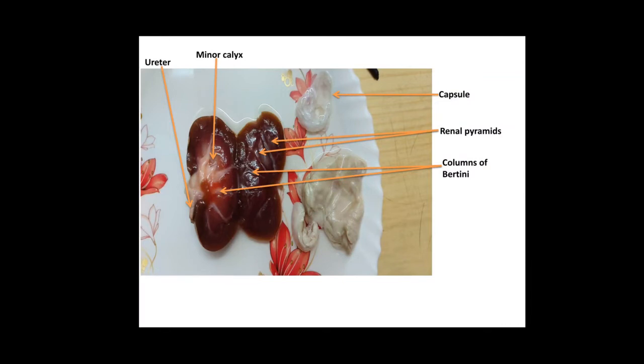Then after that I have done the other labelings as the renal pyramids, which have a broad base and a narrow tip, or you can say the apex. Then the minor calyx and the ureter. The next diagram will clear all your doubts regarding the labelings.